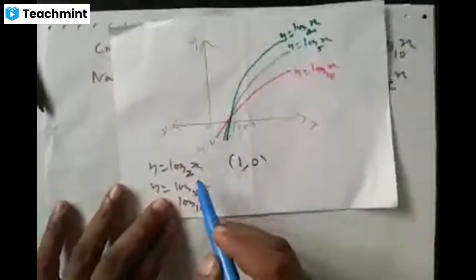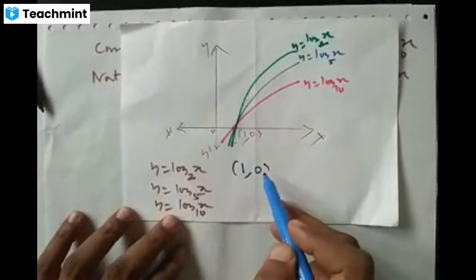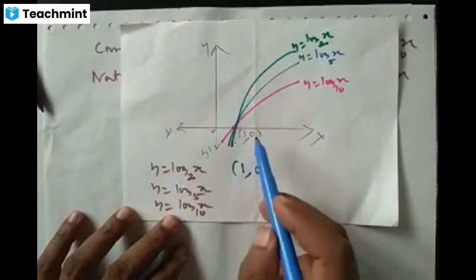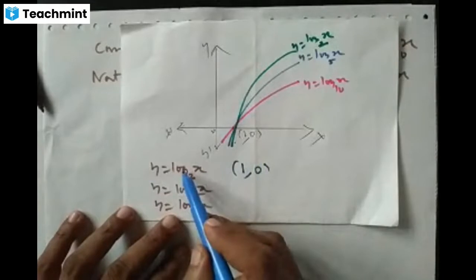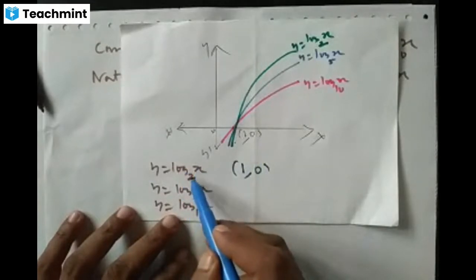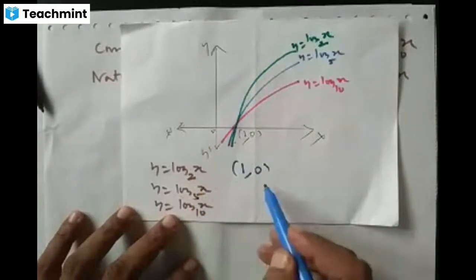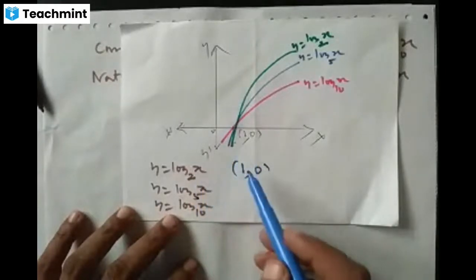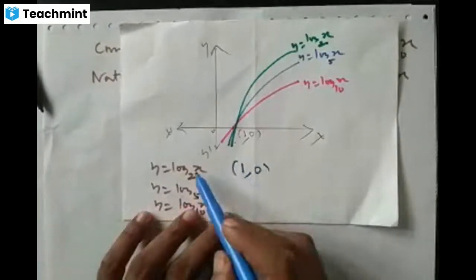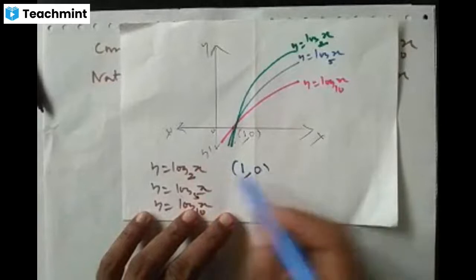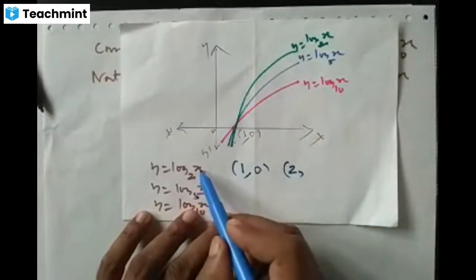See, when I put x is 1, in all the 3 cases, I will get y as 0, right? So, all the 3 curves pass through the point (1, 0). So, when I put x is 1, log 1 to the base 2 is 0, log 1 to the base 5 is also 0, log 1 to the base 10 is also 0. Okay. So, all the 3 curves pass through the point (1, 0). Next, to draw the curve, I require at least 2 points. So, next, here I will put x is 2.